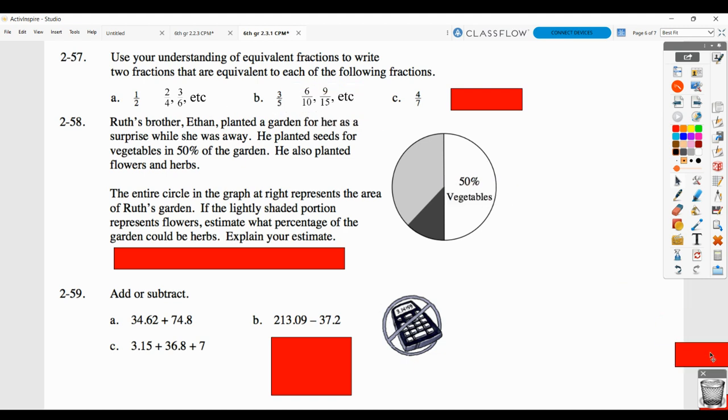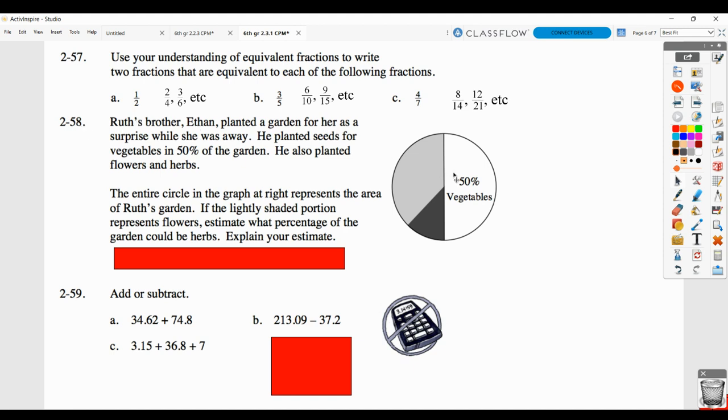If I multiply 3 and 5 both by 2, I would get 6/10. If I multiply them by 3, I would get 9/15, and so on. So make sure you're showing what you multiplied top and bottom by, as well as your equivalent fractions.